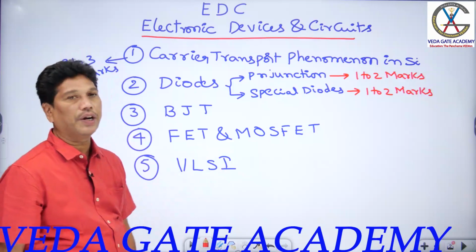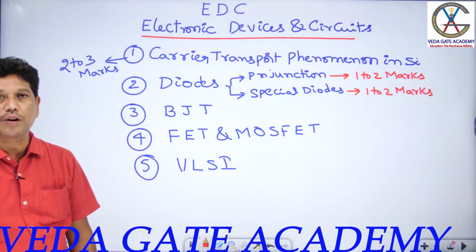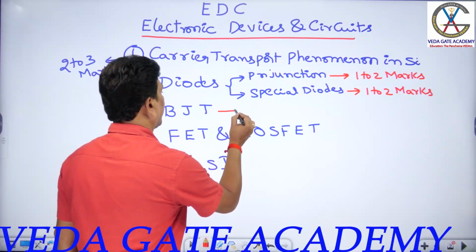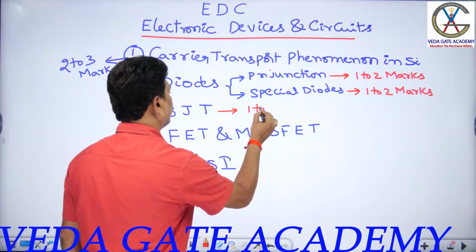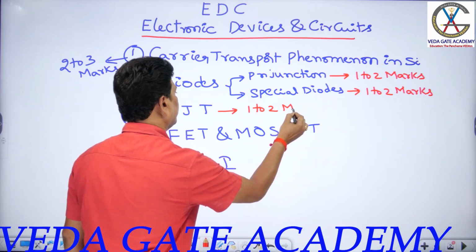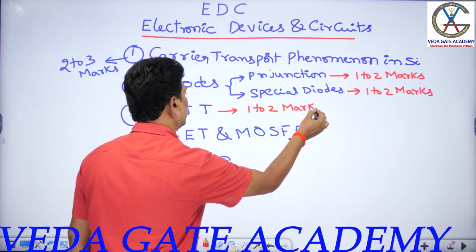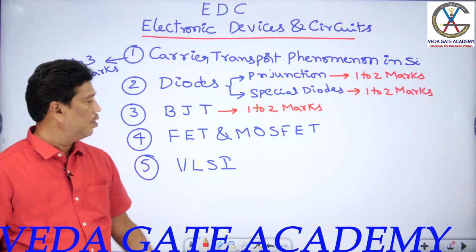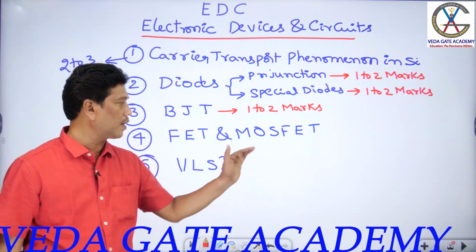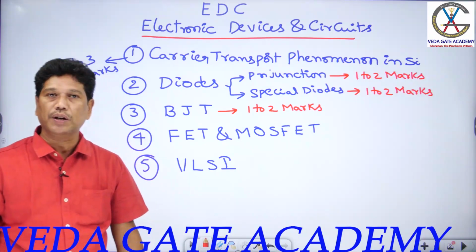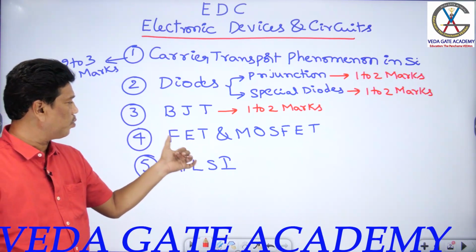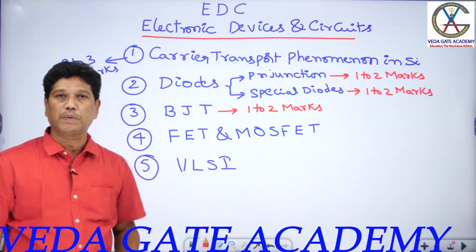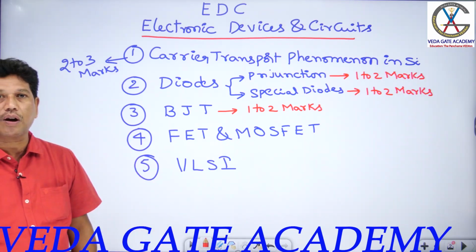Next one is BJT, bipolar junction transistor. In this BJT, you can get around 1 to 2 marks. FET stands for field effect transistor, and MOSFET stands for metal oxide semiconductor field effect transistor. In the GATE syllabus, originally the FET syllabus is not there. Originally there is only MOSFET, that is depletion MOSFET and enhancement MOSFET.